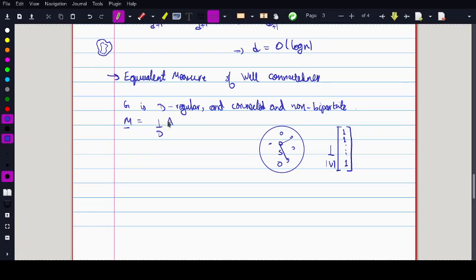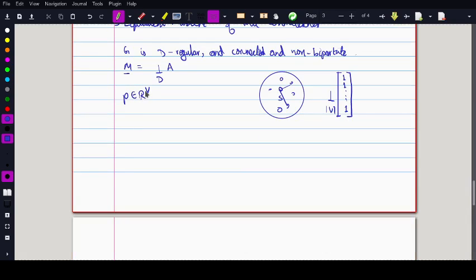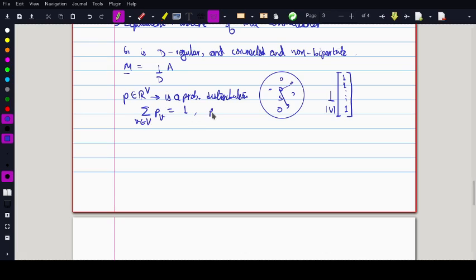So if you have M equal to 1 by d times A, and let's say you have some probability distribution vector p. What p is, is a probability distribution over the set of vertices. So this means that the summation over all vertices v of p_v is equal to 1, and all p_v's are in 0 to 1 inclusive.